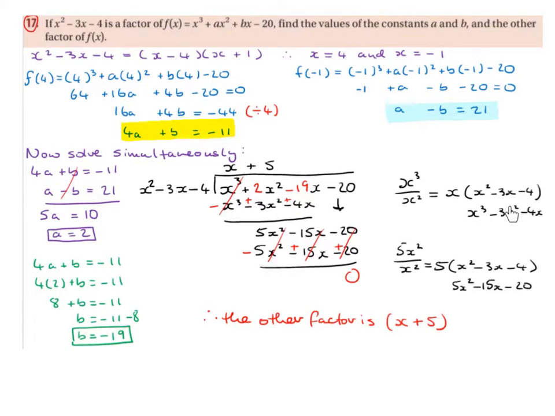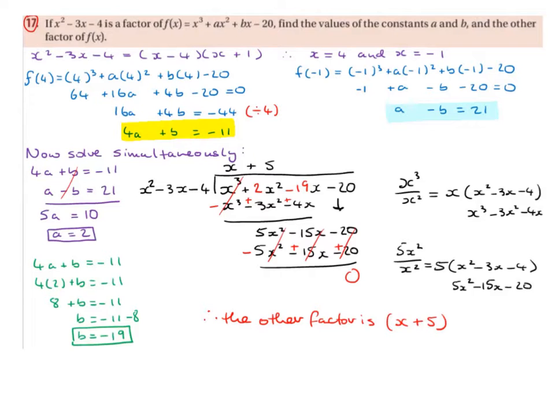We're going to take this and write it down under the bus stop. We change the signs. The new signs are written in red. The x cubes cancel out. 2x squared plus 3x squared is 5x squared. Minus 19x plus 4x is minus 15x. Then we bring down the minus 20 and we repeat the process.